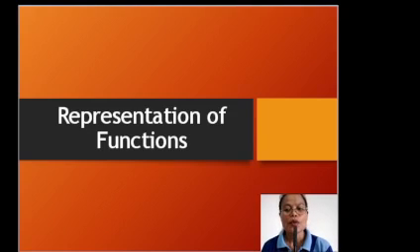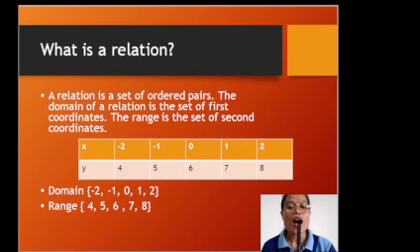Good day, everyone. We're going to tackle the representation of functions. What is a relation? A relation is a set of ordered pairs. The domain of a relation is the set of first coordinates. The range is the set of second coordinates. Take a look at this given example in tabular form.